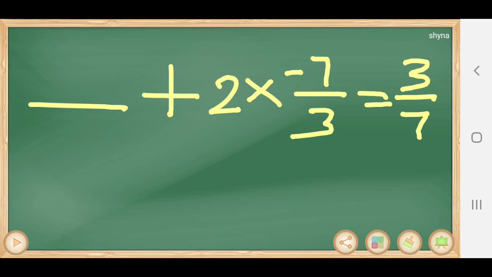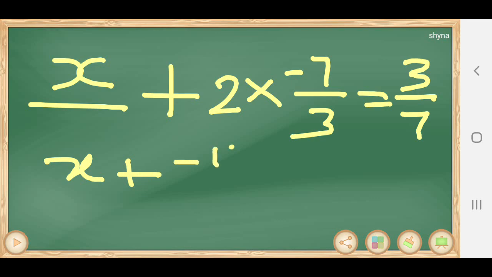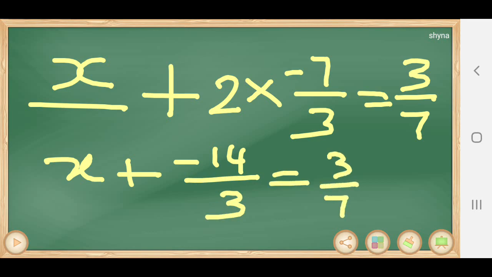To represent the unknown number, we can use a variable x or y. So our equation becomes x plus 2 into minus 7 by 3, that is minus 14 by 3, equal to 3 by 7. This is the first equation. What is the first step? Forming a linear equation. From the given situation, you have to form a linear equation. Now we formed the equation: x plus minus 14 by 3 equal to 3 by 7.